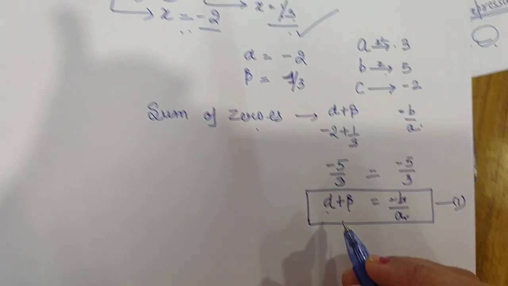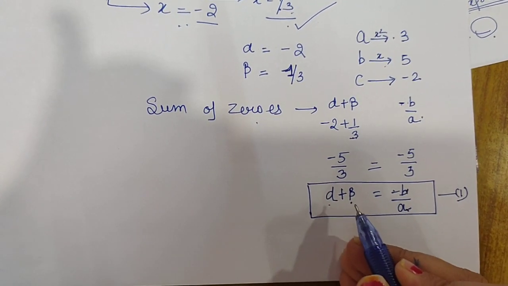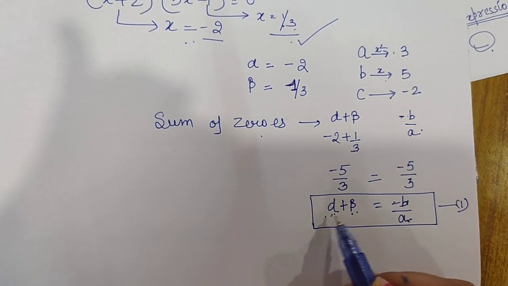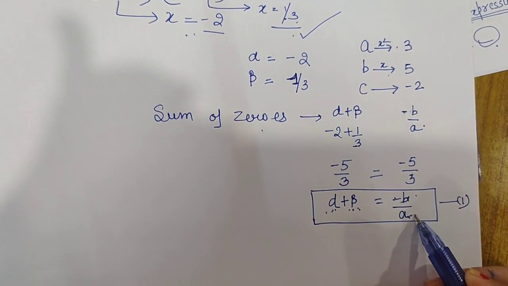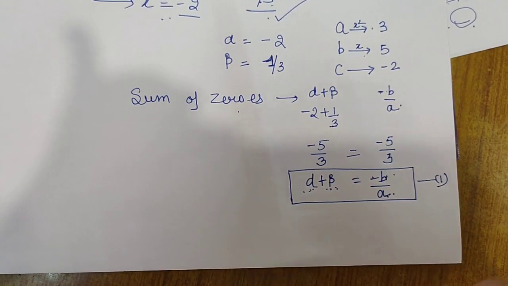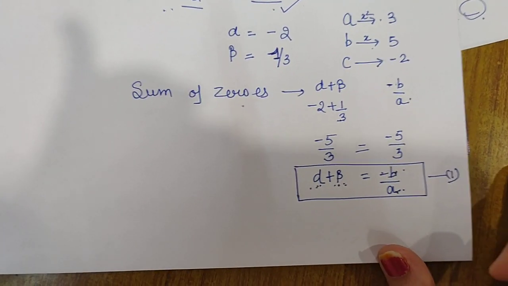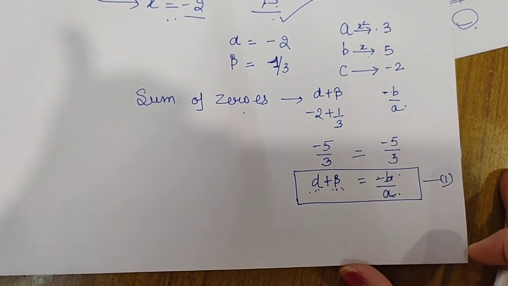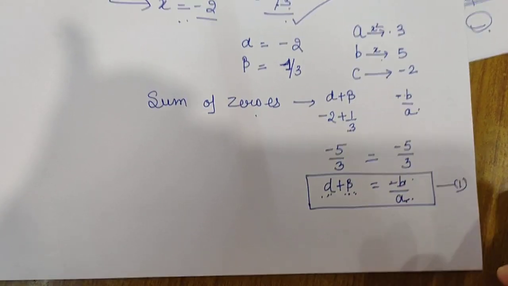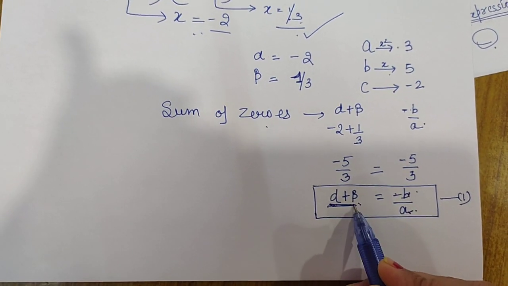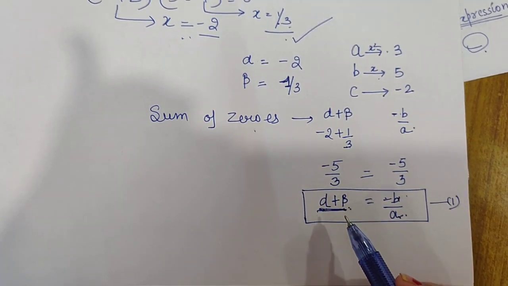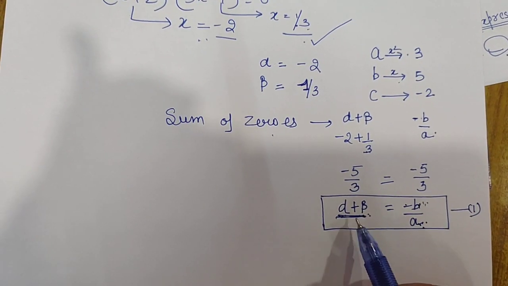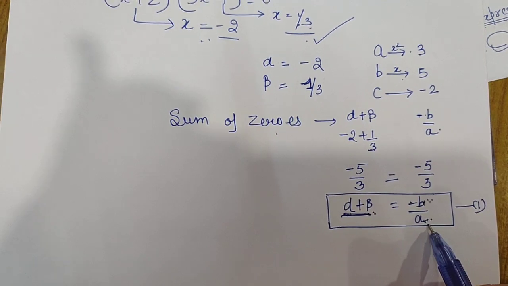Again I am repeating, this one is very important. Keep it in mind that alpha plus beta, the sum of zeros, is equal to minus b upon a. Suppose the polynomial is already given and they are asking the sum of the zeros directly, and you don't want to find the zeros because this is a very long procedure. You don't have to find the zeros of the polynomial. The sum of zeros you can directly find by this formula: sum of zeros will be equal to minus b upon a.